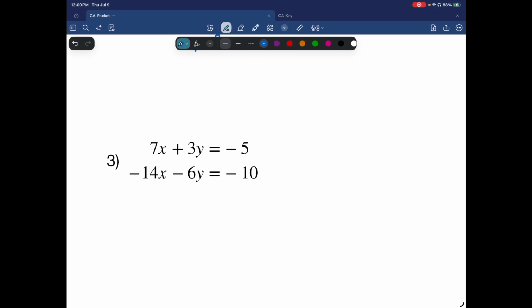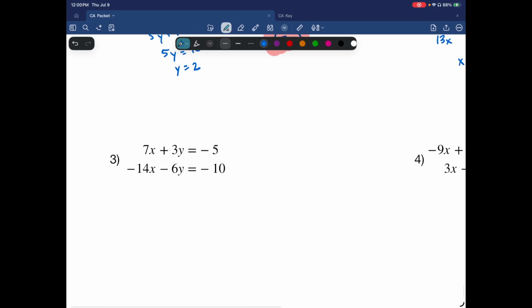All right, on number 3, let's see, I got 7x and 3y. I could get rid of the x's or the y's. The signs are different, and so if I just multiply this top one by 2, let's see what happens. All right, that gives me 14x plus 6y equals negative 10 over negative 14x minus 6y equals negative 10. So when you add this, your x's and y's fall out. You're left with 0 equals negative 20, which is a false statement. All right, so this is no solution.